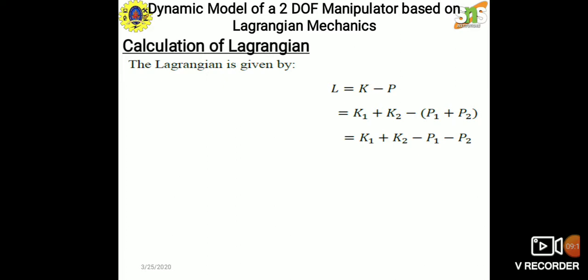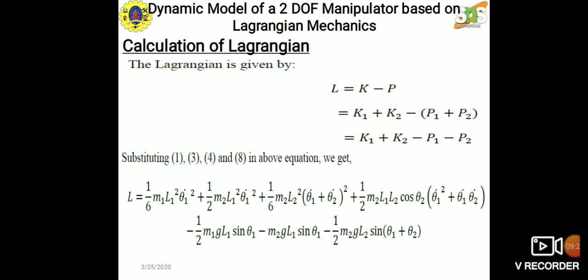Substituting the equations of K1, K2 and P1, P2, we can get L equal to 1 by 6 M1 L1 square theta 1 dot square plus 1 by 2 M2 L1 square theta 1 dot square plus 1 by 6 M2 L2 square multiplied with (theta 1 dot plus theta 2 dot) the whole square plus 1 by 2 M2 L1 L2 cos theta 2 multiplied with (theta 1 dot square plus theta 1 dot multiplied with theta 2 dot) minus 1 by 2 M1 G L1 sin theta 1 minus M2 G L1 sin theta 1 minus 1 by 2 M2 G L2 sin(theta 1 plus theta 2).